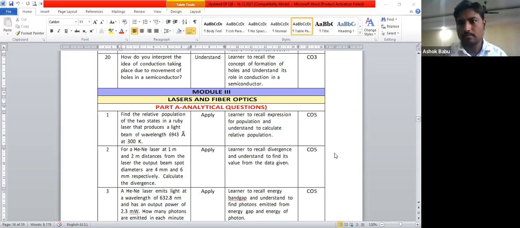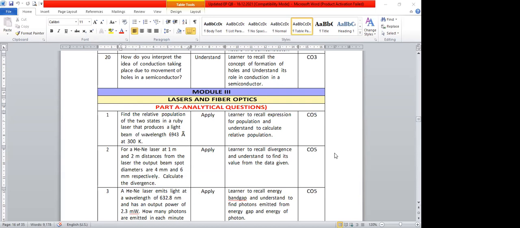Question bank discussion? Let me know. So, Module 1. Huh? Module 1 is Module 1.